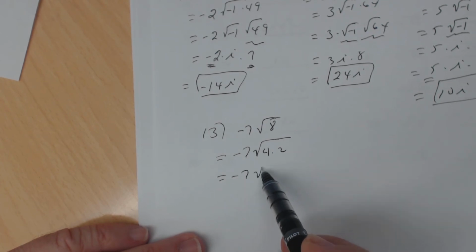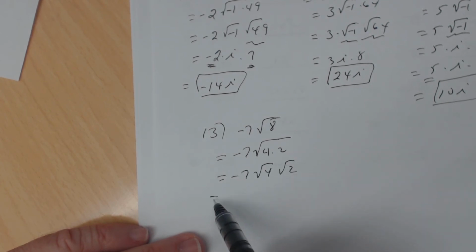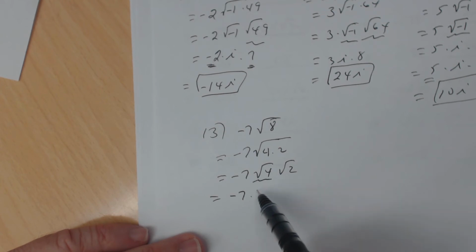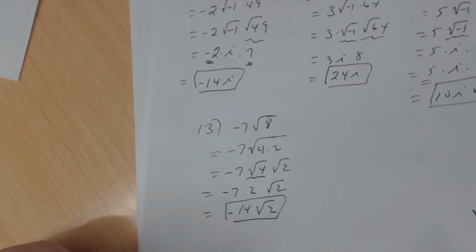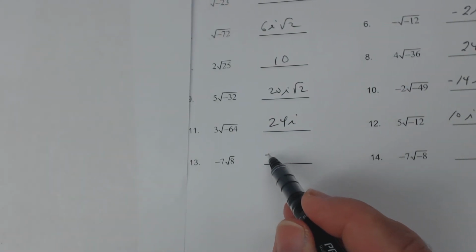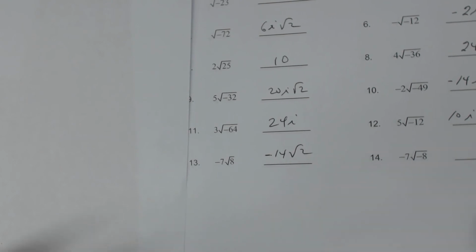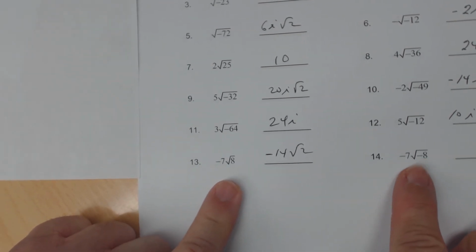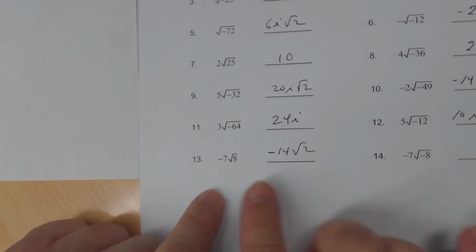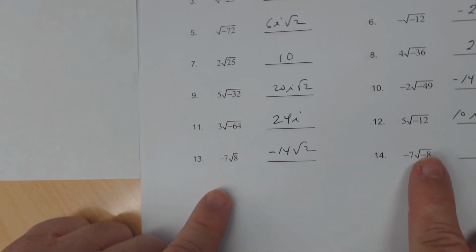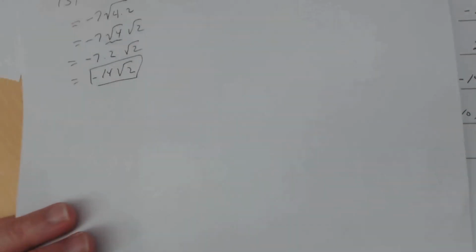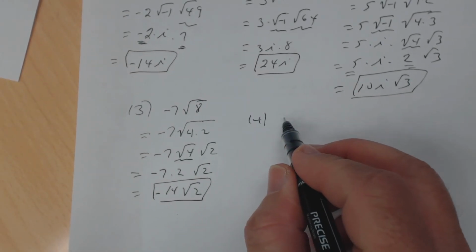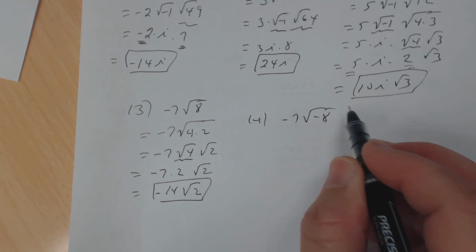So I get negative 7 times the square root of 4 times the square root of 2. So I get negative 7 times the square root of 4, which is 2, times the square root of 2. So I get negative 14 square root of 2. So 13 is negative 14 square root of 2. And then finally, notice that the only difference between these two is that the radicand here was positive, the radicand here is negative. So number 14, you have negative 7 square root of a negative 8.